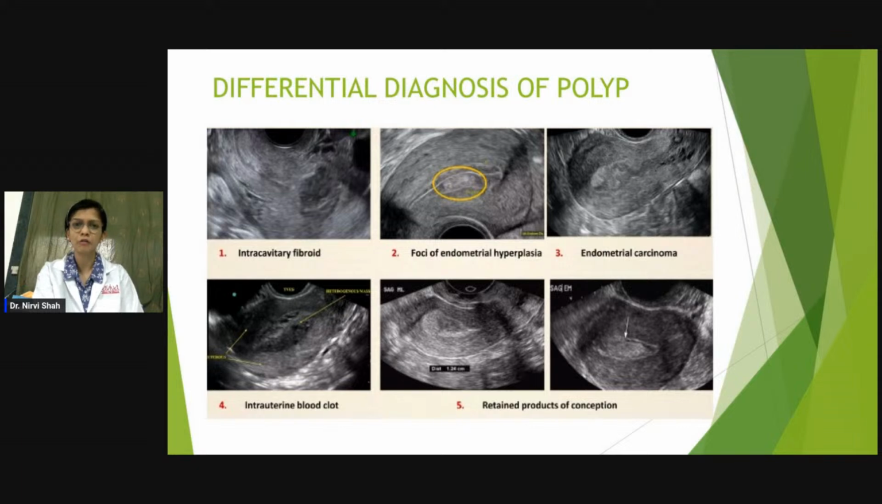So, differential diagnoses of polyp are again many. One is the submucosal or pedunculated intracavitary fibroid, which I said. There's the typical focus of endometrial hyperplasia, which looks like a polyp. Then endometrial carcinoma, where the endometrium is ragged and jagged. There's also an intrauterine blood clot, which is very commonly associated and a good differential diagnosis for polyp, and retained products of conception, but they would not have the single feeding vessel. So that is one of the most important things to look out for in a polyp.